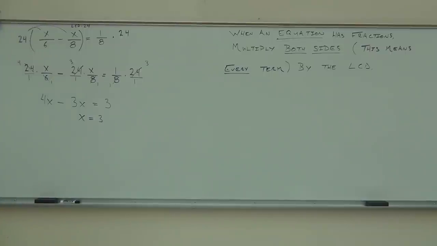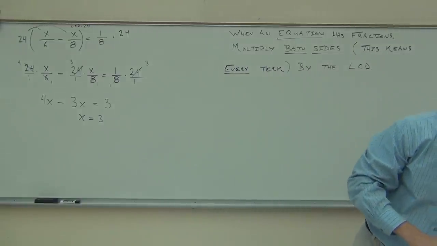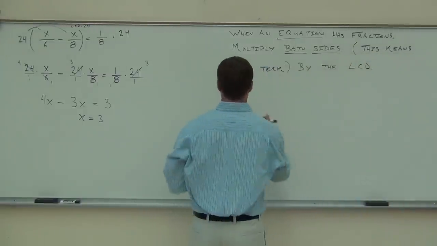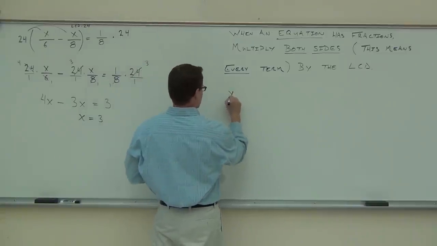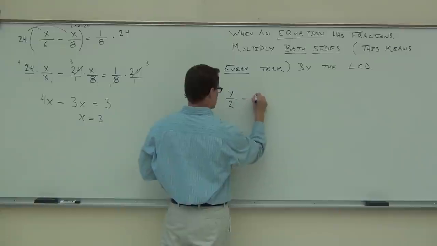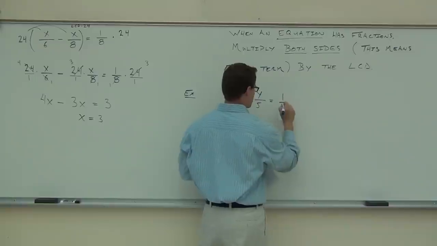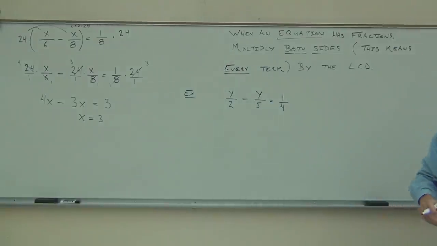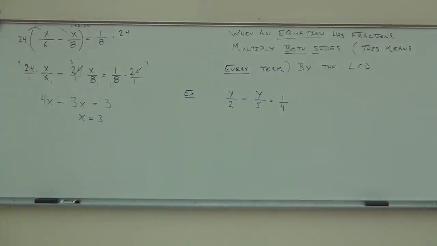How many people understood how to do this problem, feel okay about it? Good deal. I am going to give you one to try on your own. Let's try that out, just to make sure you can handle this. So let's do y over 2 minus y over 5 equals 1 over 4. So give that a try. Remember, anytime you have an equation, you can eliminate those fractions. That's a great thing about equations. Give that a try. I'll be walking around if you need help.